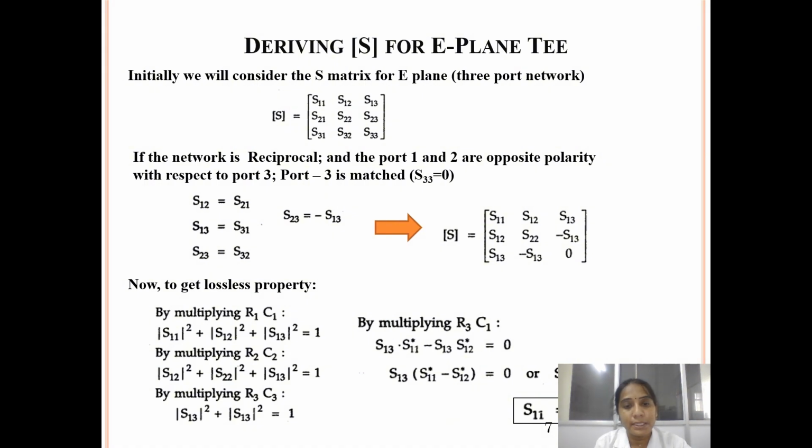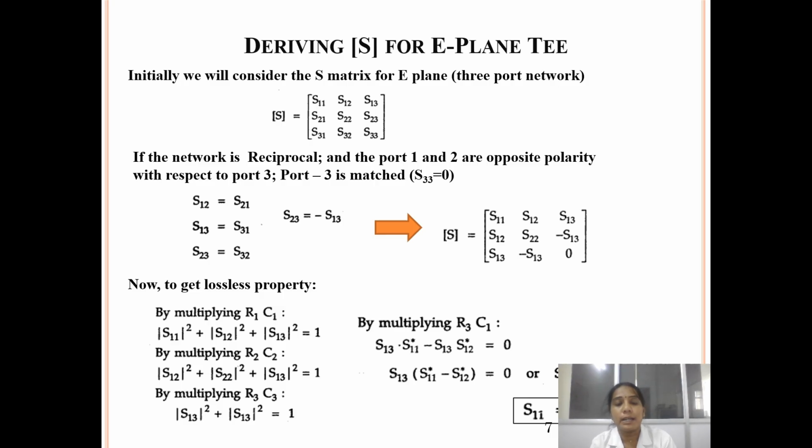All the three properties we have discussed in the previous slides. So by applying all the three properties, the S matrix of the E-plane T will become like this, which will have the values as S11, S12, S13, and S21 actually should be here, but by applying reciprocal property, it will become S12. Likewise in the upcoming elements also, S22 and minus S13. And finally in this row S13, minus S13, 0.